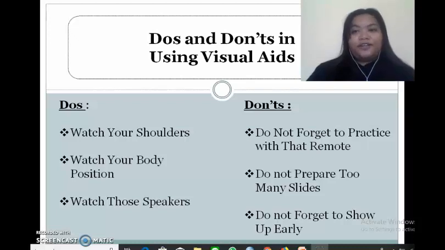That's all about do's and don'ts in using visual aids. Thank you.